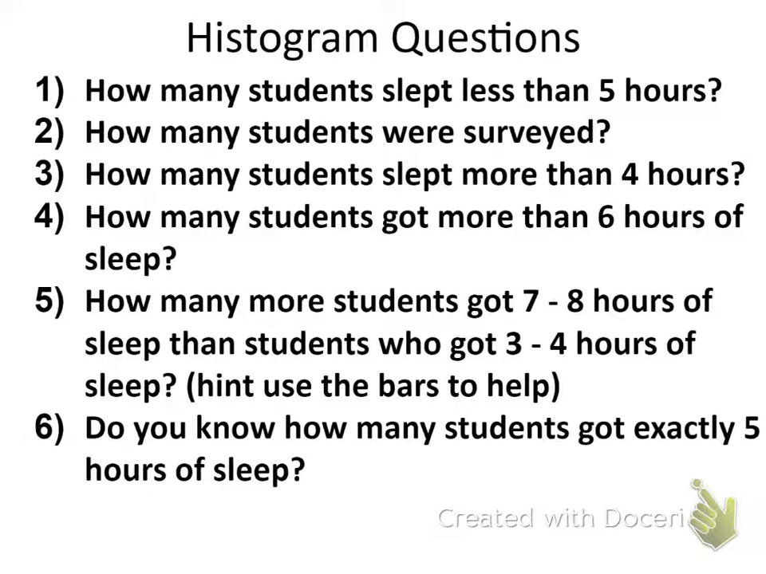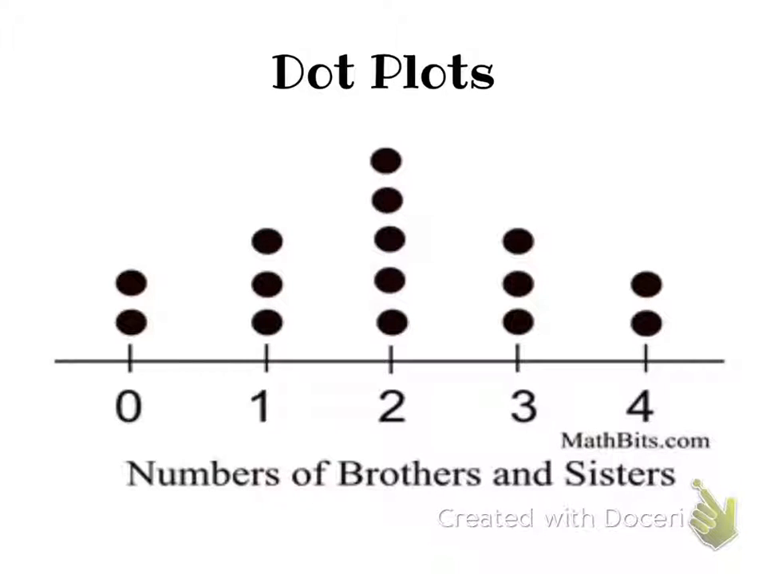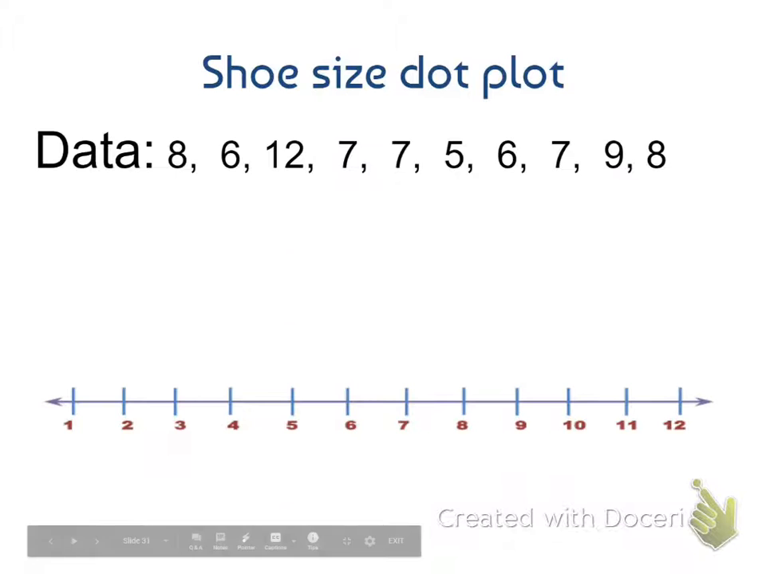All right, so let's talk about dot plots for just a second. Remember, sometimes they have dots like this, sometimes they have X's, it just depends. The big thing about them, notice at the bottom there, it is a number line. That's part of the key to these. They are number lines. So let's look at creating one. This is a shoe size dot plot.